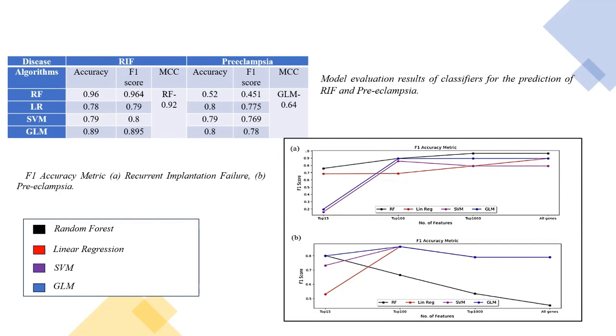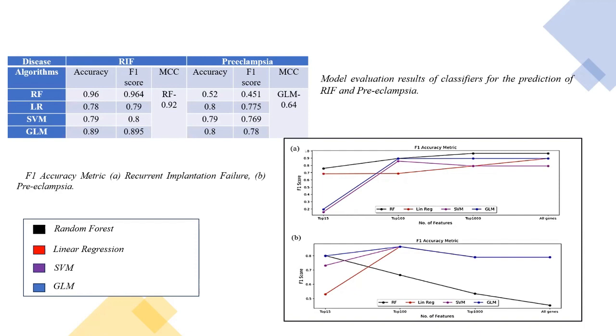I have used two methods. The first one is the F1 accuracy metric. As you see in this figure, the A figure is showing the number of features. This A figure is for recurrent implantation failure. The black graph is showing the random forest, which means that for recurrent implantation failure, random forest is showing the best result. And for B, the blue line is showing the GLM algorithm, which means that for preeclampsia, GLM is showing the best result. So by the F1 accuracy metric, I got my answer that GLM is showing the best result.